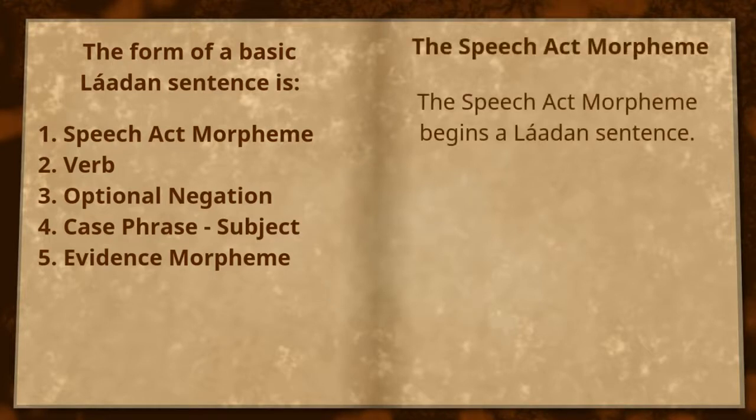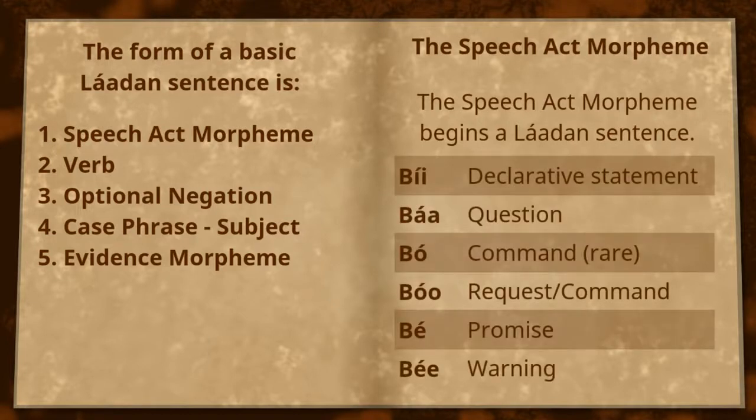The speech-act morpheme begins a Láadan sentence. Be is a declarative statement, such as if you wanted to say, I am reading. Ba is a question, so you could say, are you reading? Bo is a command, though it's rarely used and mostly just with small children. Bo is the more common request or command form. Be is a promise, and be is a warning.